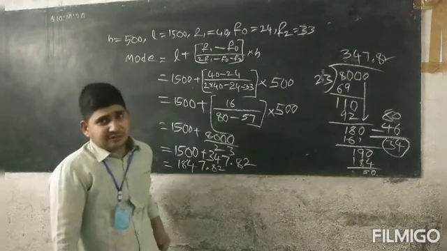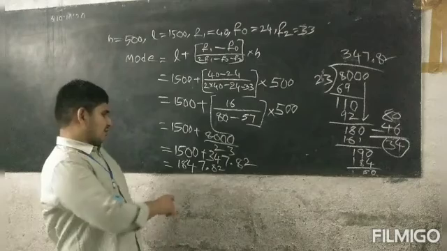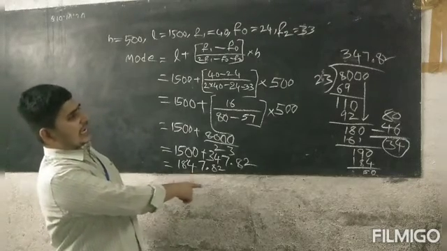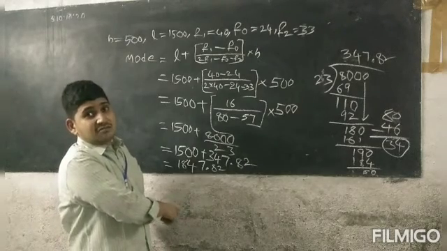So the mean monthly expenditure is 2,662 rupees 50 paise, and the modal monthly expenditure is 1,847 rupees 82 paise. This is your third problem.